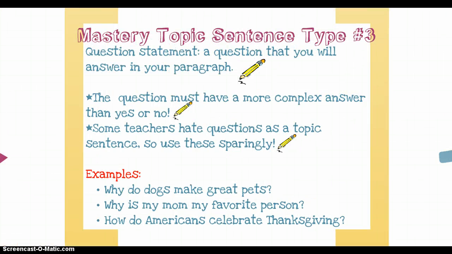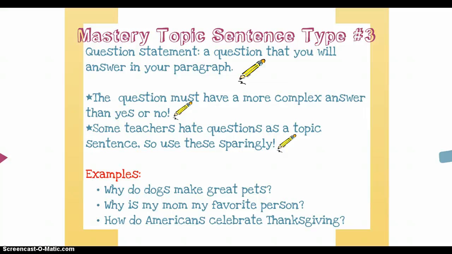Okay, the third type of sentence we're going to talk about is a question statement. This is basically where you ask a question that you're going to answer in your paragraph. We have to be really careful with these question statements for a couple of reasons. The first one, you have to make the question more complex, with an answer more complex than yes or no. If the question you're asking has an answer of yes or no, it's not complex enough. You need to go back and rewrite it. That's one way to elevate the question.